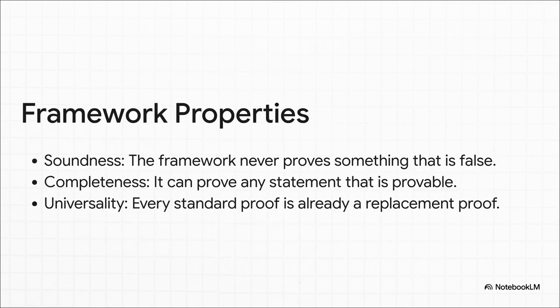So this means the replacement framework has this trifecta of awesome properties. It's sound, which means it's never wrong. It's complete, which means if a proof exists, it can find it. And, the big one, it's universal. It's not just another system, it's the master key that shows how all the other systems are related.